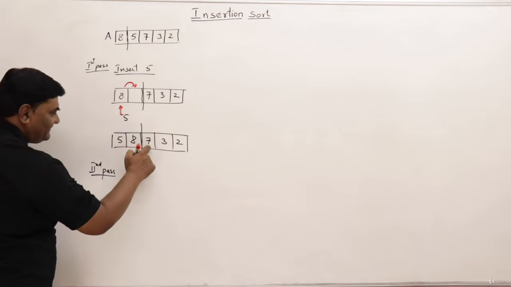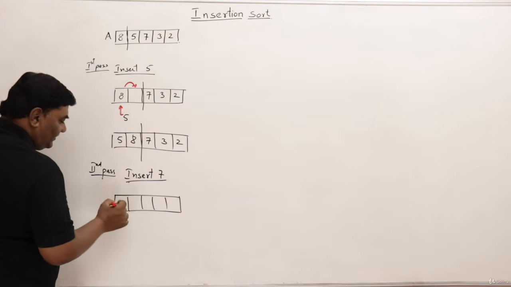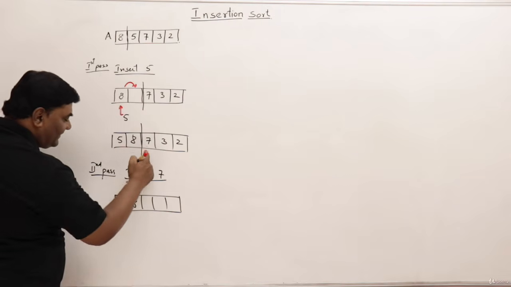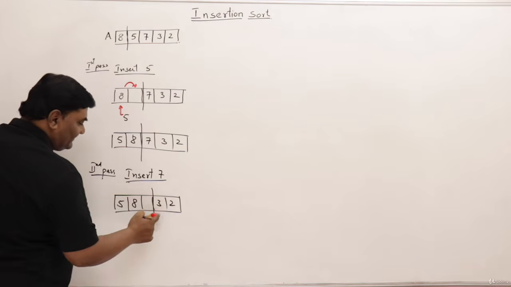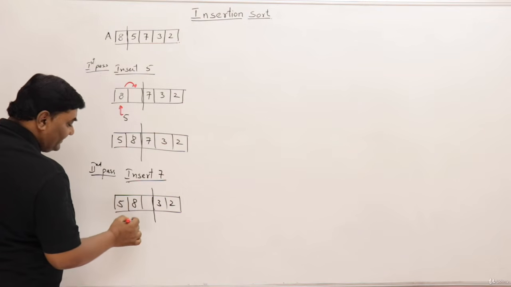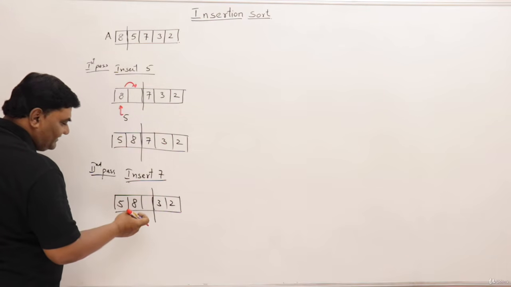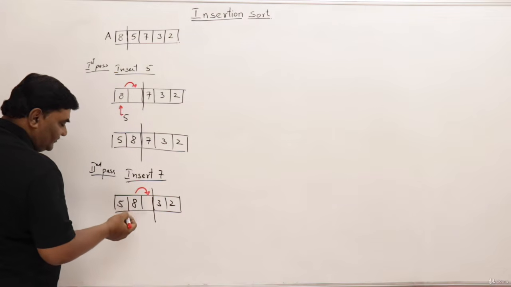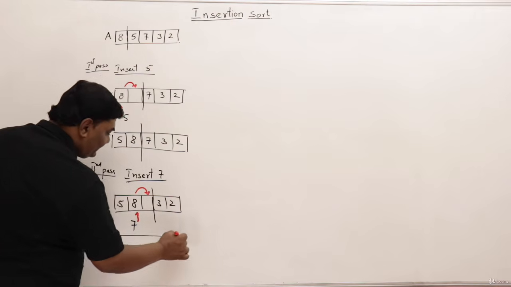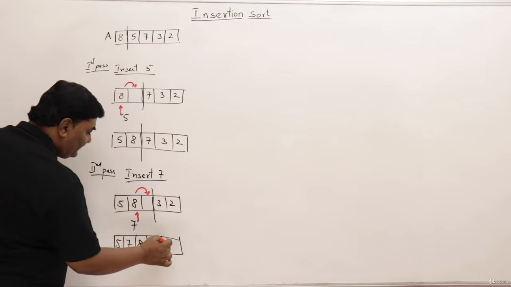In second pass, let us insert 7. In the list, already 5 and 8 are sorted. Now we are trying to insert 7. So the list will extend till here, and the remaining elements are not yet sorted. So 7, take it outside. Now for inserting 7, start shifting the elements which are larger than 7 from right hand side. 8, it is greater. 5, no, it's not greater. So 7 should be inserted here. The result after inserting 7 is 5, 7, 8 and 3, 2.